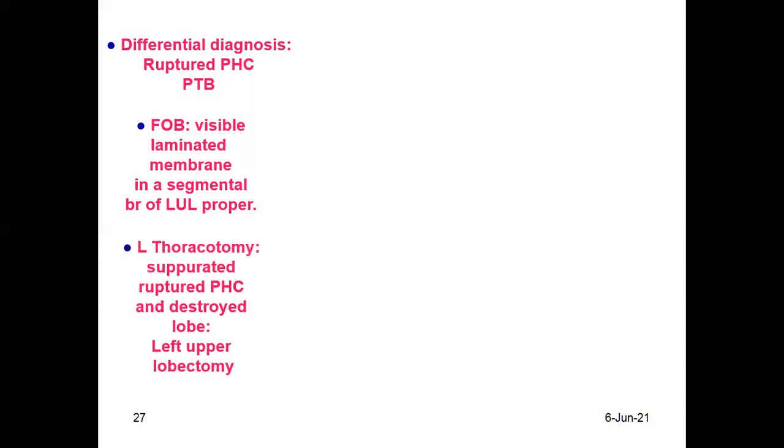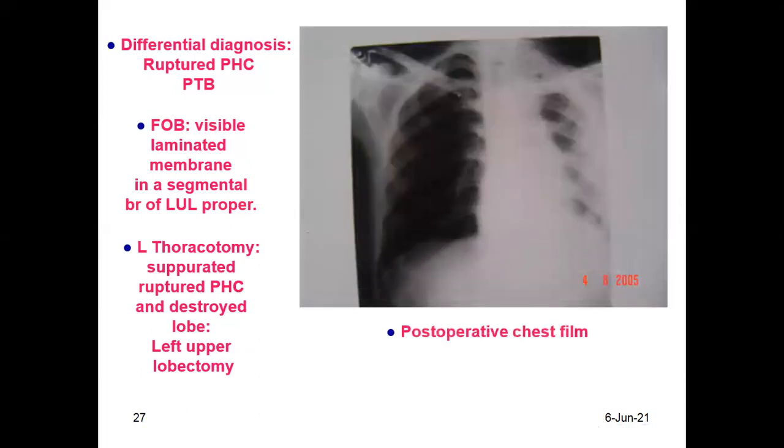Left thoracotomy showed a suppurated ruptured pulmonary hydatid cyst and destroyed lobe. Therefore, left upper lobectomy was performed, and the patient had a smooth postoperative course with a fully expanded left lung, as revealed by this postoperative chest film.